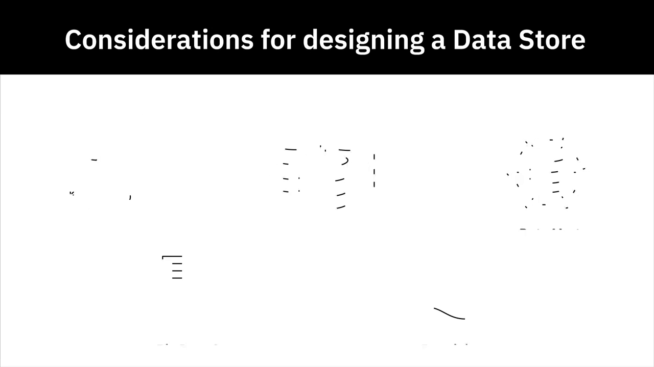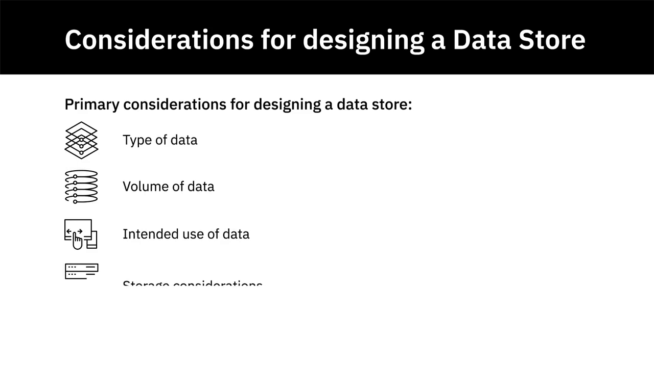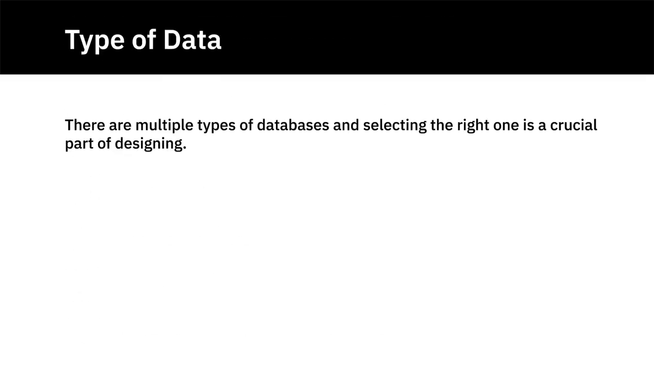In this video, we will look at some of the primary considerations for designing a data store, such as the type of data you want to store, volume of data, intended use of data, storage considerations, and privacy, security, and governance needs of your organization. There are multiple types of databases, and selecting the right one is a crucial part of designing.